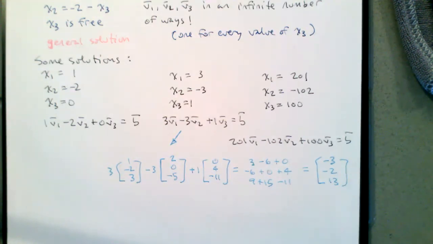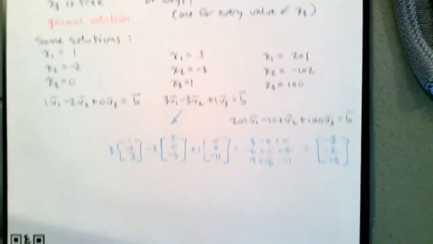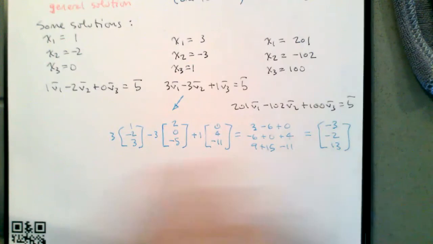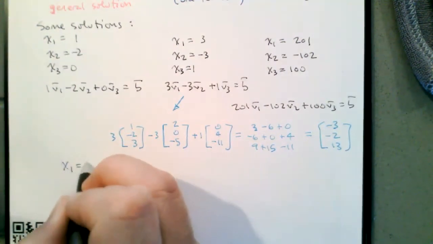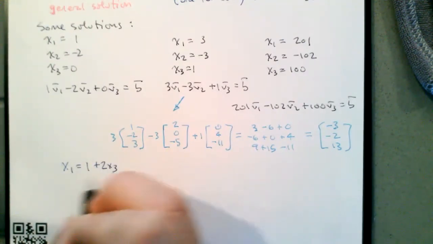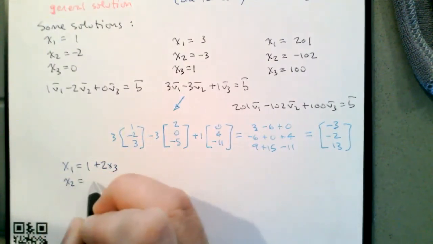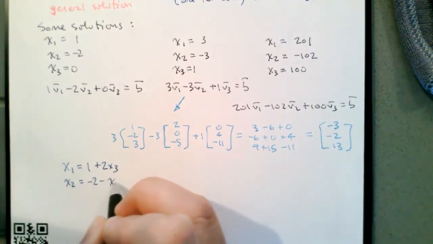The next thing that we want to be able to do is we have these values, x1, x2, and x3. And so there's just 3 different numbers that are all related. And we know that vectors are just columns of numbers. So I want to write the general solution in a parametric vector form. I'm going to take my general solution. x1 is 1 plus 2x3. x2 is going to be -2 minus x3.